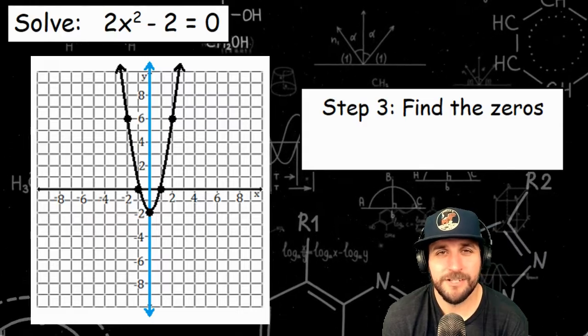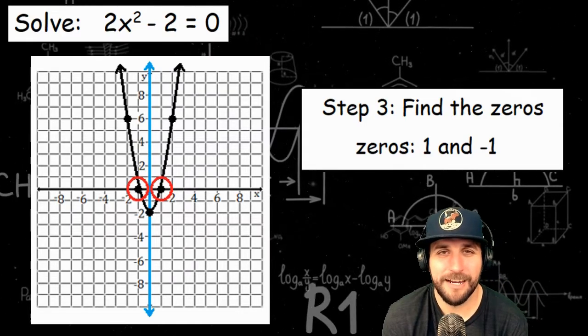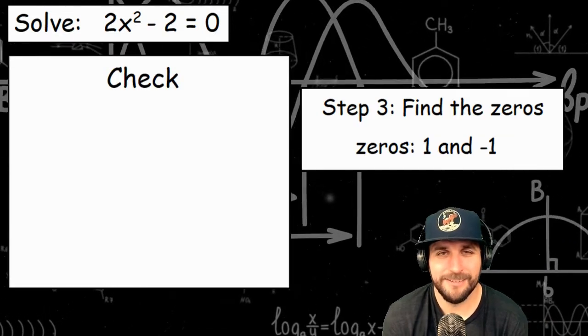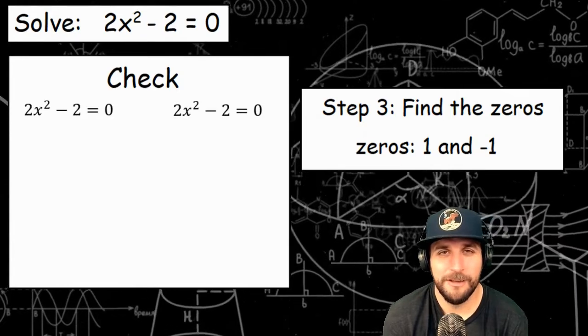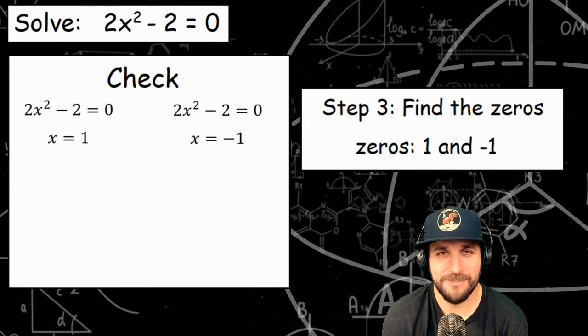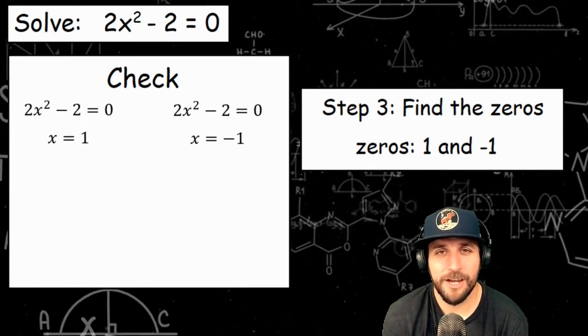So step 3, find the zeros. The zeros of the function were there and there, at x equals 1 and x equals -1. When I'm done, I should always check. I was finding the solutions to the equation 2x squared minus 2 equals 0. So when I plug a 1 and a -1 in for x, I should get out 0, the solution of my equation. I'll check that really fast.